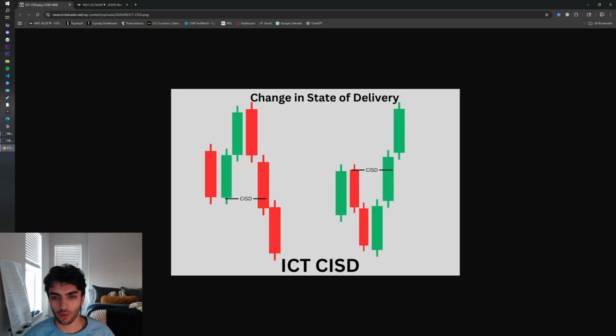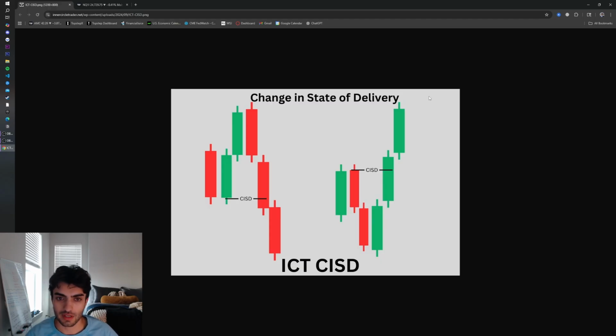Alright, so when looking at my trades, you're going to see I have a lot of points marked out where I say CISD, or somewhere where you'll see I marked this out. Essentially what this is, is a change in the state of delivery. So this is one of ICT's concepts.